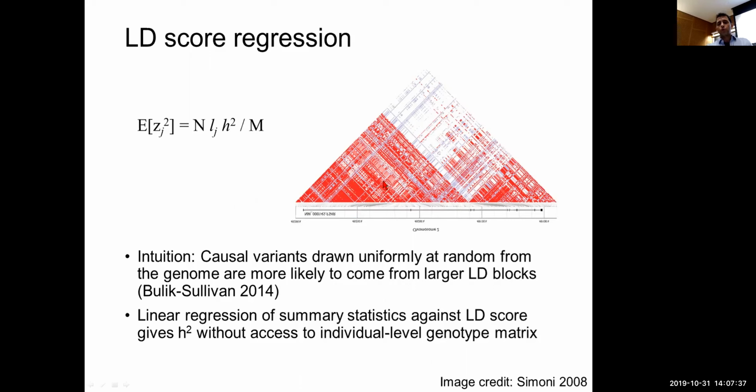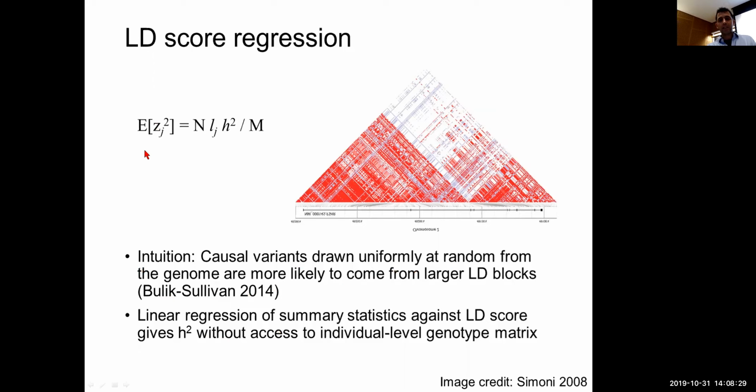So conversely, if I'm randomly sampling SNPs based on my genotyping array, and a truly causal SNP that's not on my array falls in a larger haplotype block, in a larger linkage disequilibrium block, then I'm going to be much more likely to capture it because there will be so many more variants that are tagging it. And conversely, for a small block, if the true causal variant is coming from a small block, I'm going to have fewer opportunities of capturing it. Raise your hands if you're with me. Awesome. So again, the causal variants are drawn uniformly at random from the genome, and they're much more likely to come from larger linkage disequilibrium blocks.